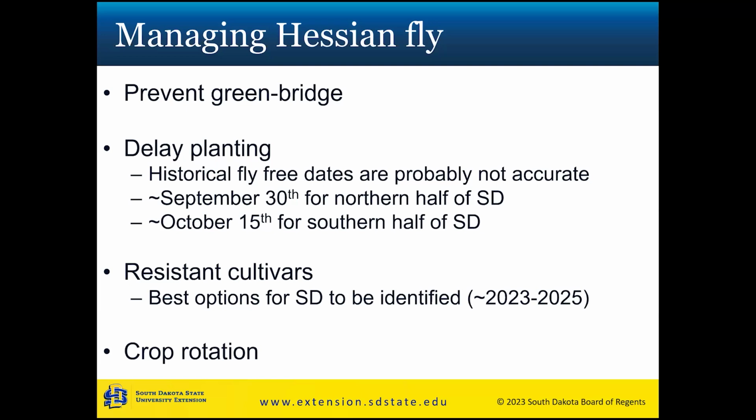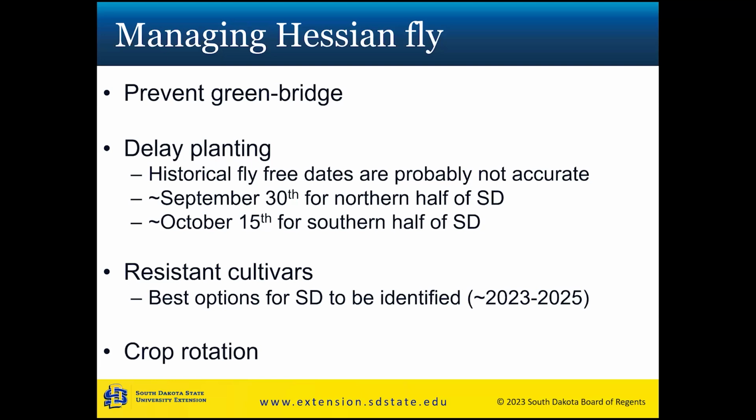We can't have alternative hosts available, especially in the fall when we're planting the winter wheat. So we're trying to reduce what's available for them for hosts. Another thing is to delay planting, and we don't have exact dates. These are based on looking at neighboring states and also the historical fly-free dates. The issue with those historical fly-free dates, sorry, that's a mouthful, is that they might not be extremely accurate anymore. It's been almost 100 years now since those were put together, and so they might not be as accurate as they used to be.